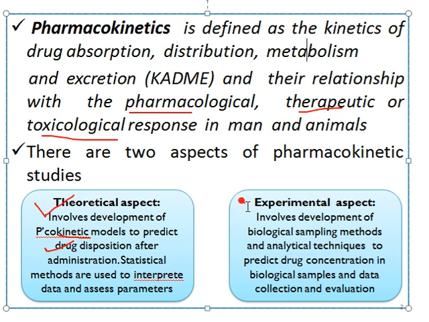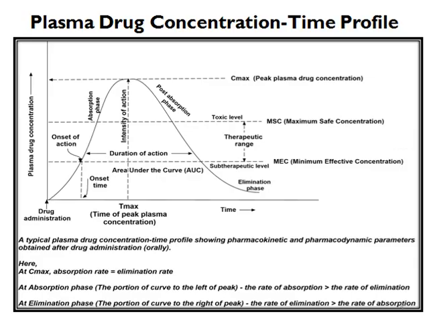The second aspect is the experimental aspect, which involves development of biological sampling methods and analytical techniques to determine the drug concentration in biological samples, and data collection and evaluation. So now let us understand the basic plasma drug concentration time profile. Here you have a plot of plasma drug concentration versus time after single oral drug administration.